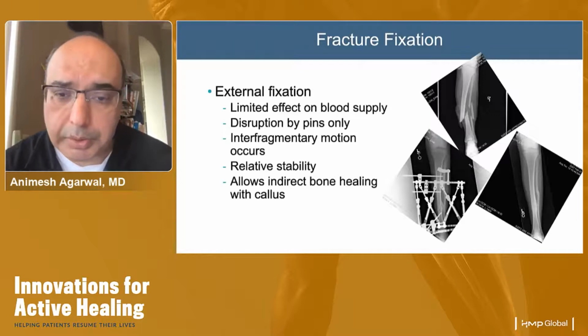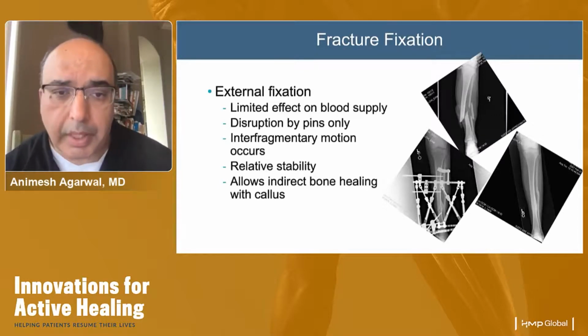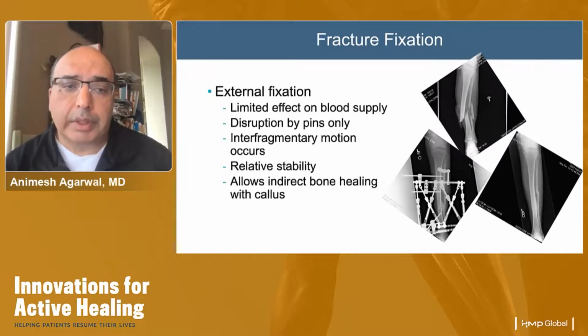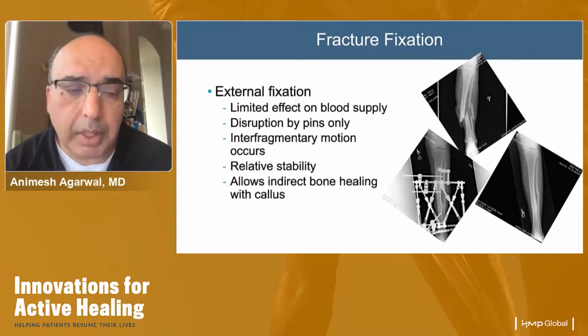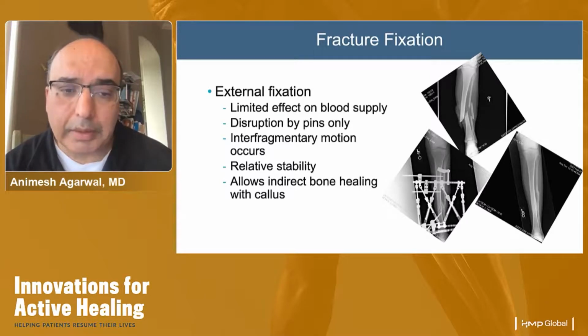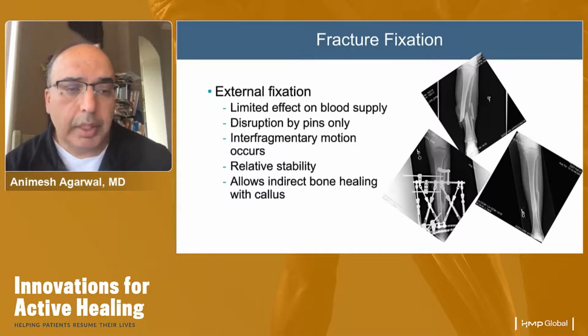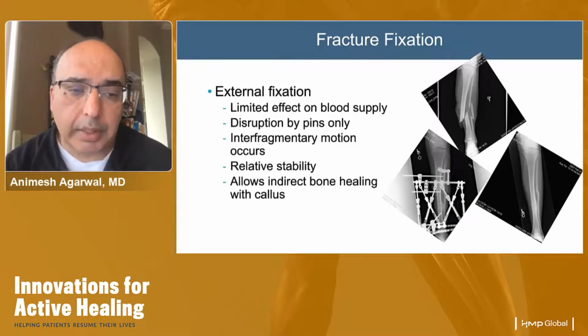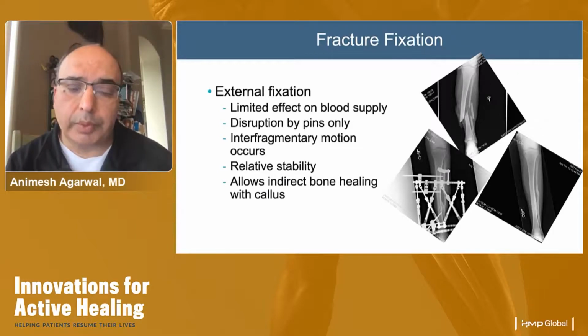Here in this particular example is a case of external fixation, which again has limited effect on blood supply. There's disruption by pins only. It does allow for interfragmentary motion, so you get that callus formation. It is a relatively stable construct, and again allows indirect bone healing with callus.